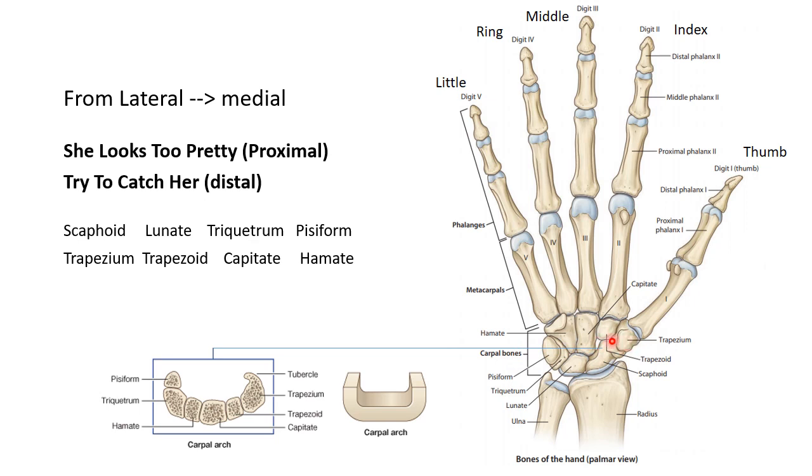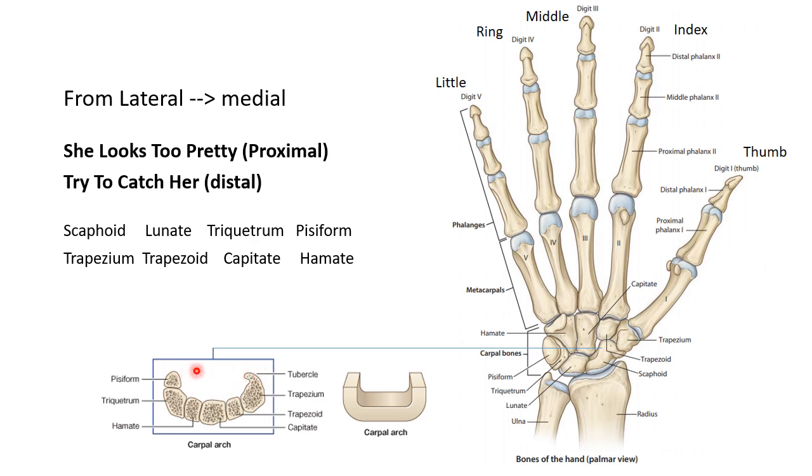The arrangement of these bones is not straight. The anterior aspect of these bones, when they are arranged, is not straight but in the form of an arch with the concavity becoming anterior. So we have an anterior concavity, and this arch is called the carpal arch. The carpal arch has its concavity anteriorly and its convexity posteriorly.